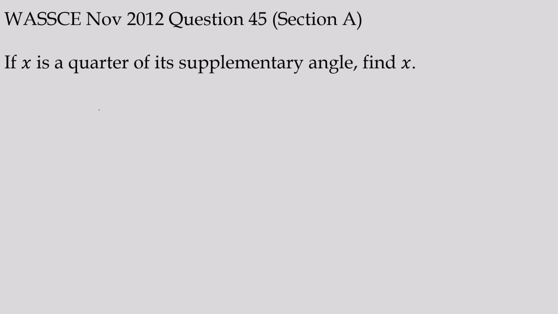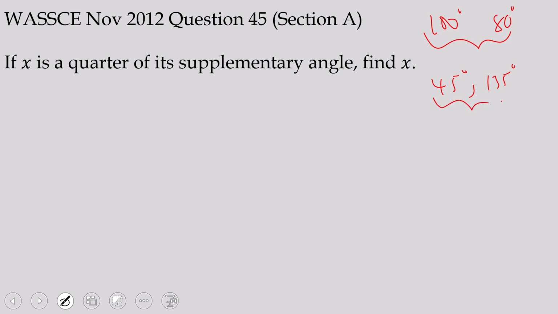Supplementary angles are angles that sum up to 180 degrees. So for examples, I can have maybe 100 degrees and 80 degrees. These two are supplementary angles because they add up to 180. I can have angles like, let's say, 45 degrees and 135 degrees. Now these two angles are supplementary angles because they add up to 180.